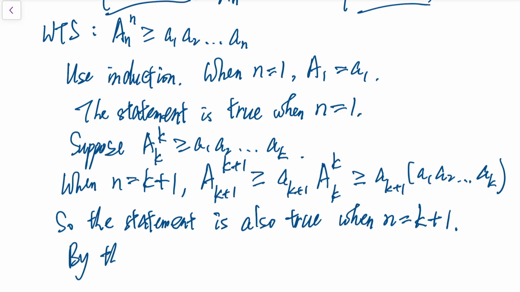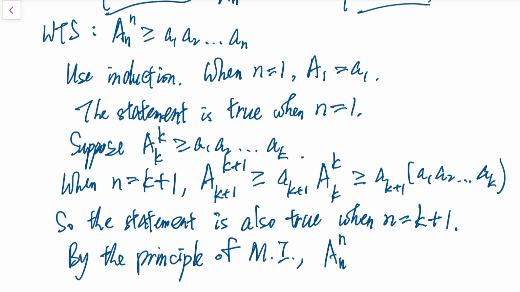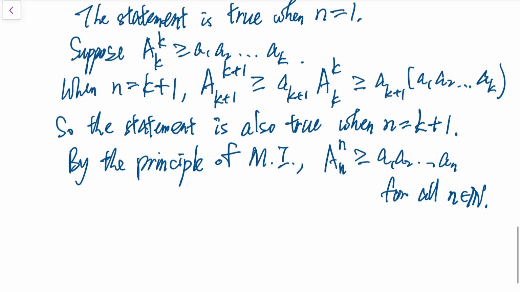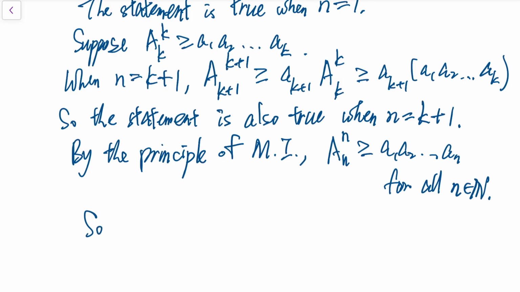By the principle of mathematical induction, we know that An to the power n is greater than or equal to a1, a2, up to an for all natural numbers n. So we arrive at the final conclusion that capital An is greater than or equal to the nth root of a1 times a2 times ... times an. So this marks the end of the proof.